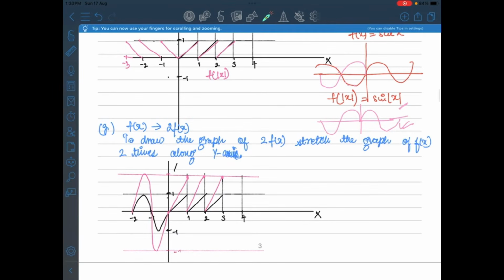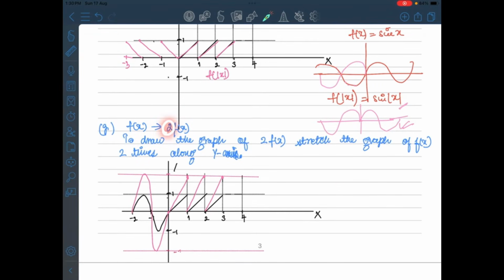Next is when you multiply a constant with the function. So if f of x is sin x, and I want 2 times f of x, it will be 2 sin x.